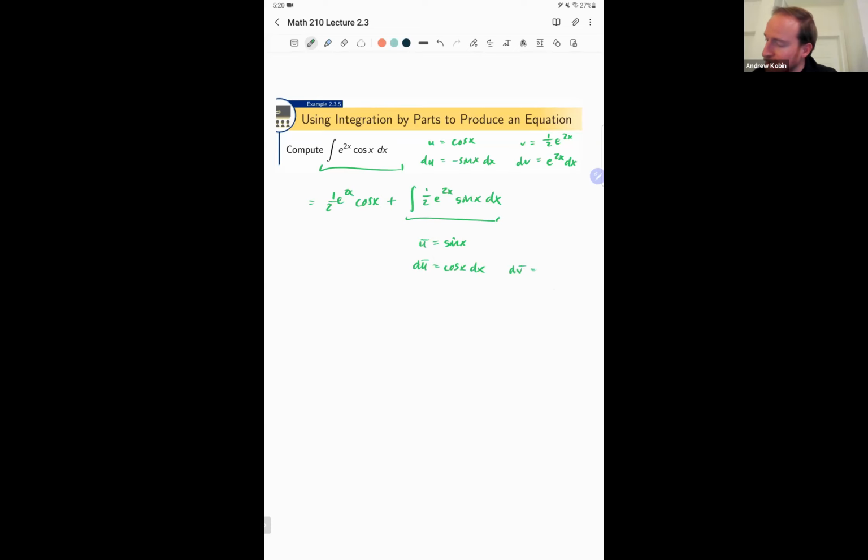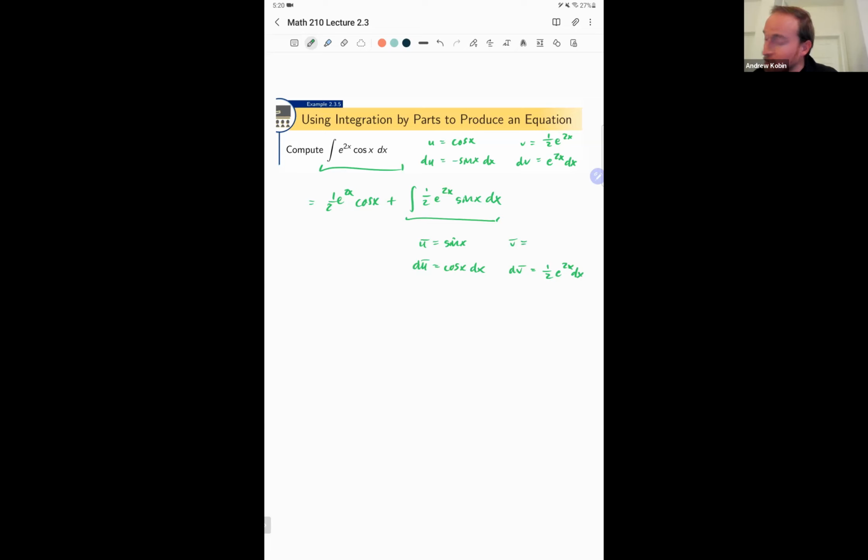dv bar is whatever's left. That's 1/2 e to the 2x dx. If you want, you can pull the 1/2 out and you'll get a different v bar and dv bar. You'll have to distribute it at the end. And I'm not claiming that either way is better. I just happen to do it this way.